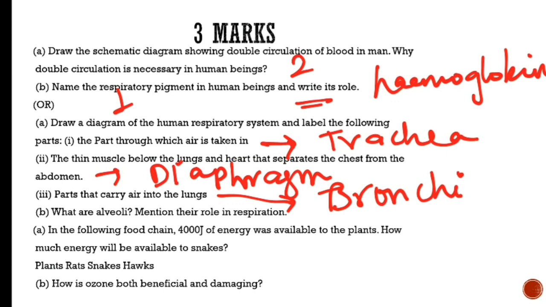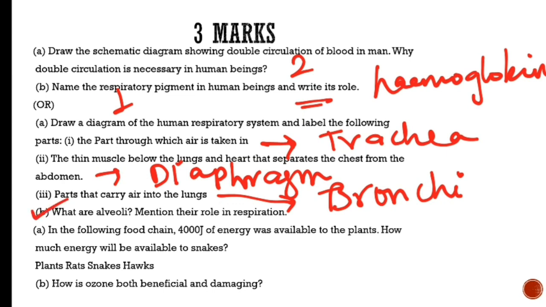So alveoli are bubble-like structures or bag sac-like structures. They help in the exchange of gases. The exchange of gases takes place with the help of diffusion in the alveoli. So you have to write about alveoli and its role.